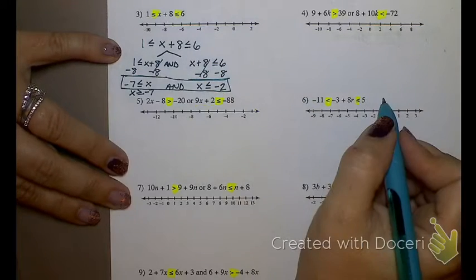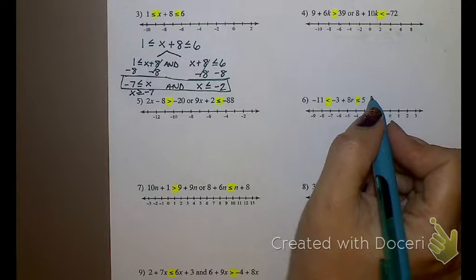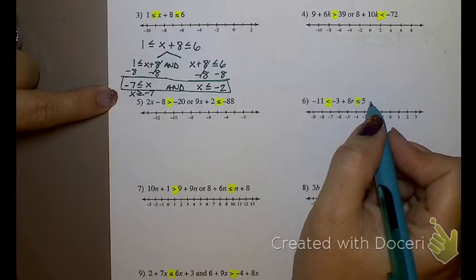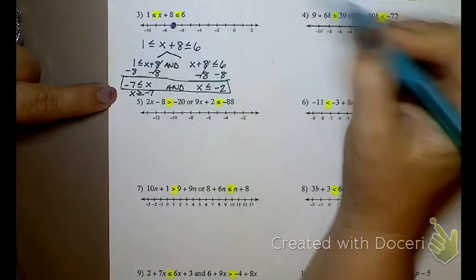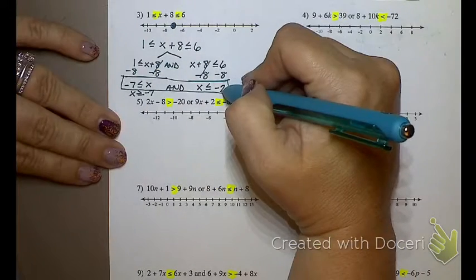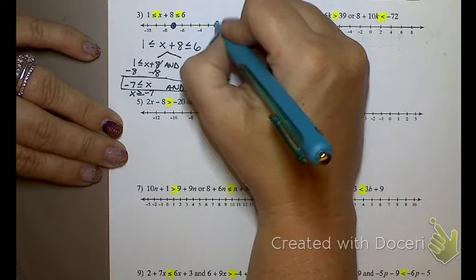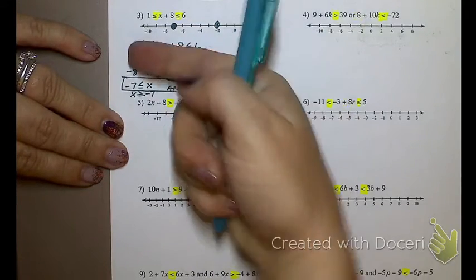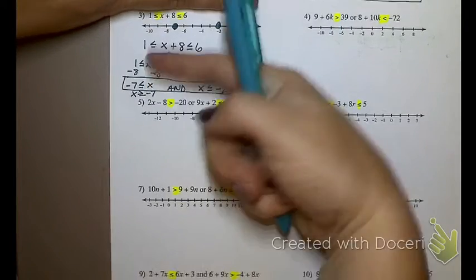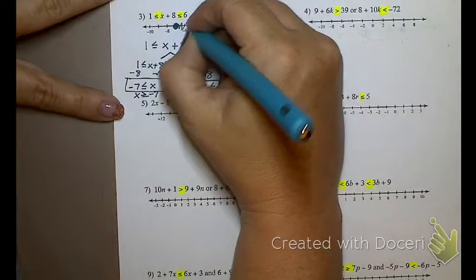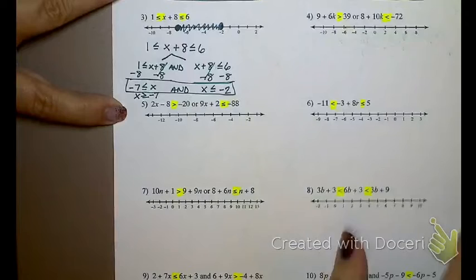And when you graph it, you should be able to see the overlap part again. Open or closed circle on negative 7? Closed. Open or closed circle on negative 2? Closed. Less than or equal to negative 2 shades to the left. Greater than or equal to negative 7 shades to the right. So it does match the overlap part being in the middle.